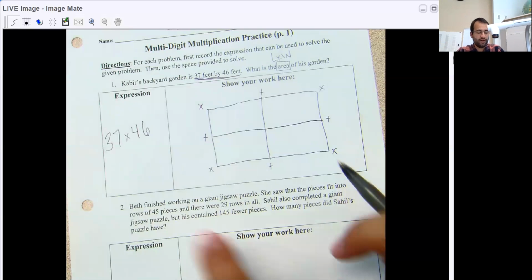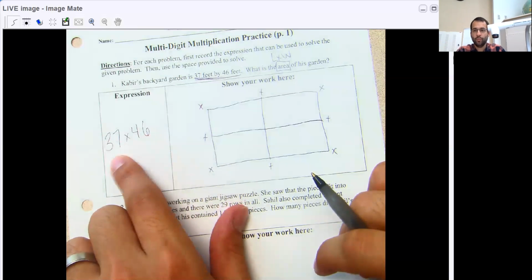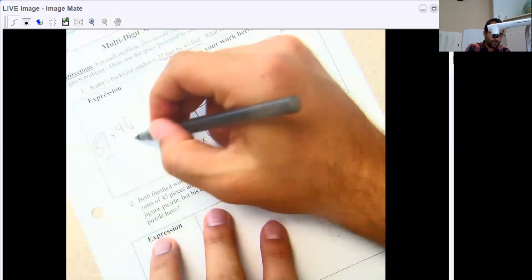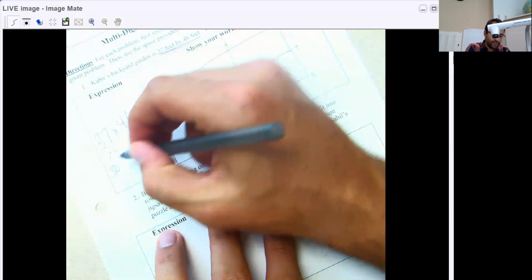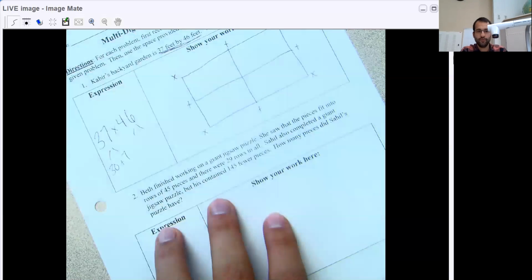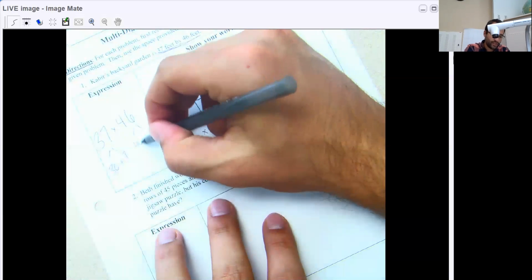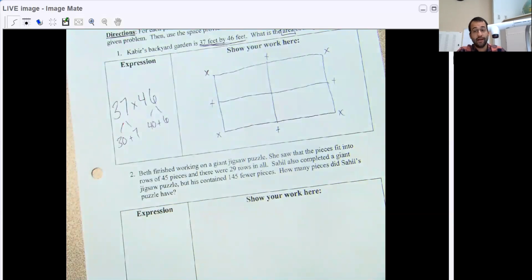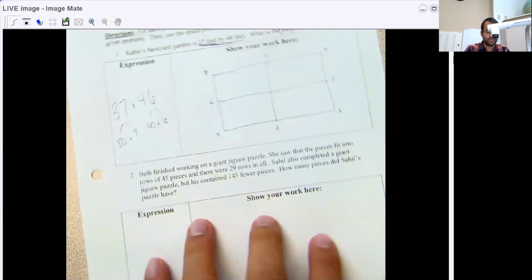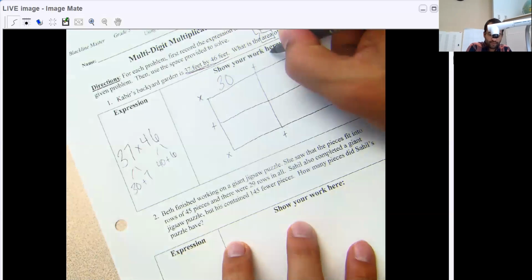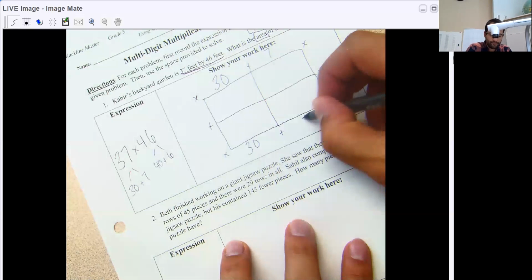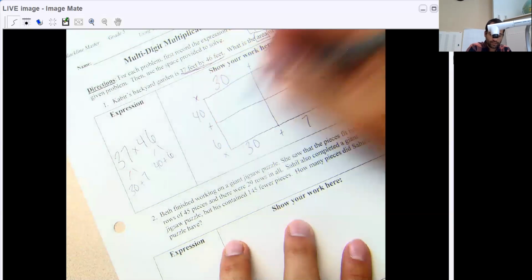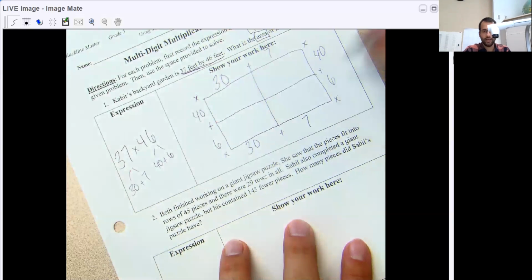And I'm going to split apart my two numbers into tens and ones. So this is 3 tens and 7 ones, 4 tens and 6 ones. Notice how I didn't put 3 plus 7. It's not 3, it's 30. Guys, it's 37, 3 tens, 30 plus 7, and 40 plus 6. So my 30 and 7 up top and on bottom, and my 40 and 6 on the left and the right.